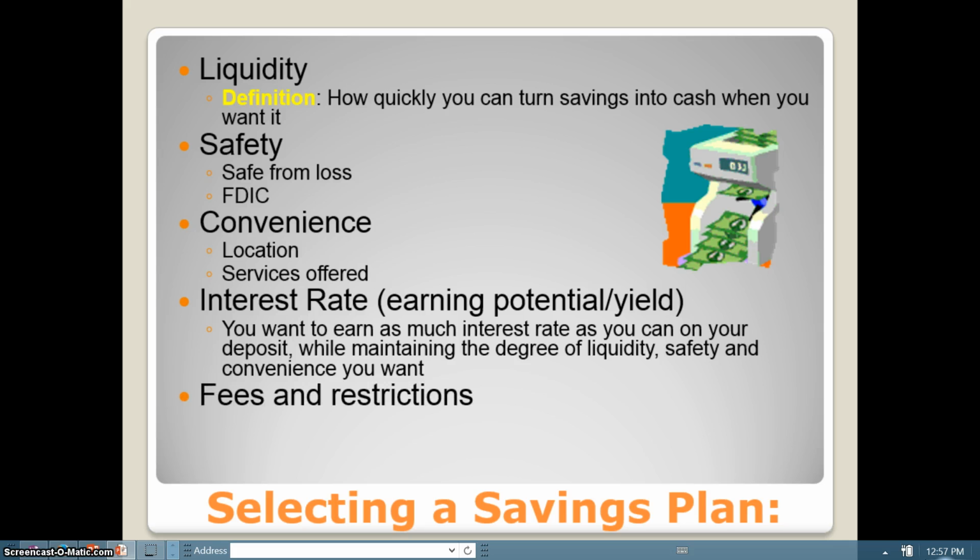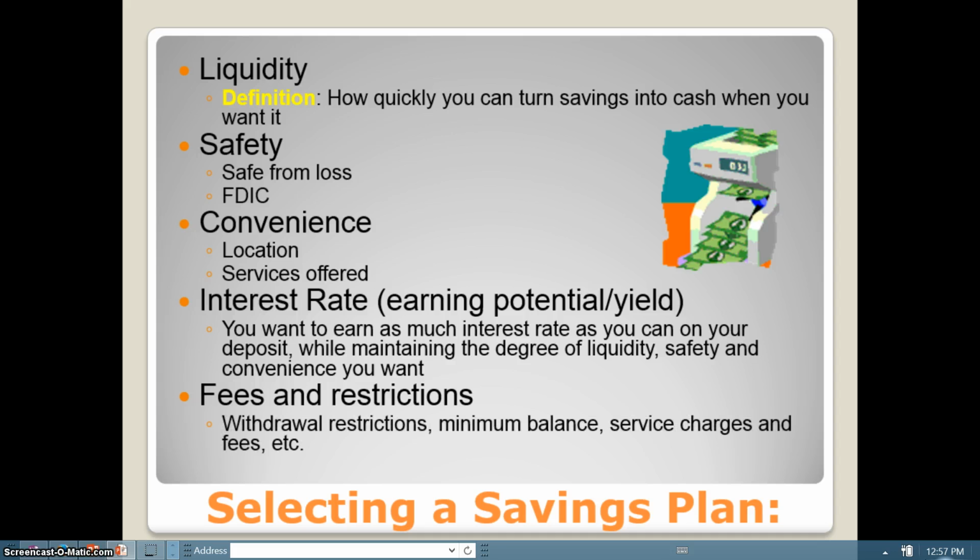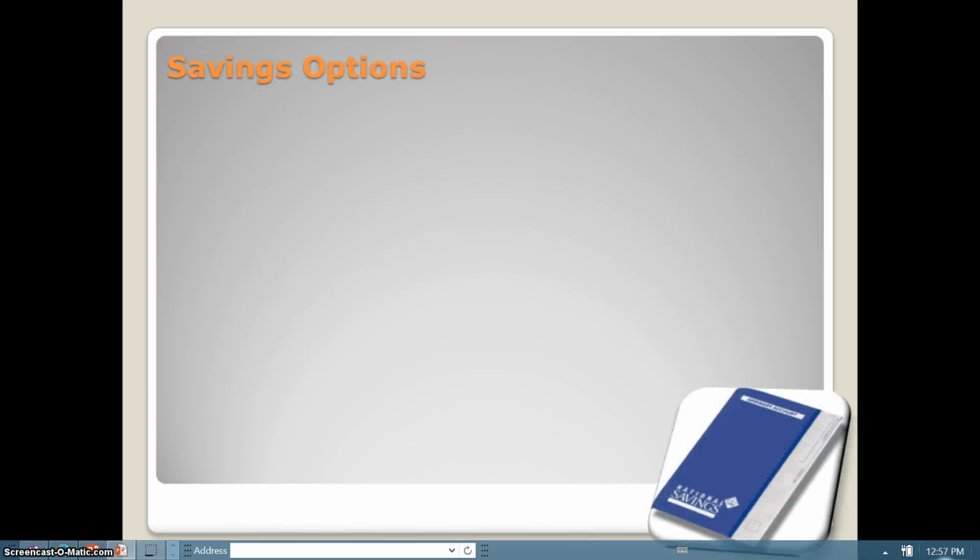You also need to consider the various fees and restrictions that various institutions may have. They may have early withdrawal restrictions or minimum balances that those savings accounts must have at all times. There may be service charges every time you do a transaction, or be a monthly fee. Those all differ based on the different types of institution or bank that you use. So selecting a savings plan needs to be considered of all those characteristics.